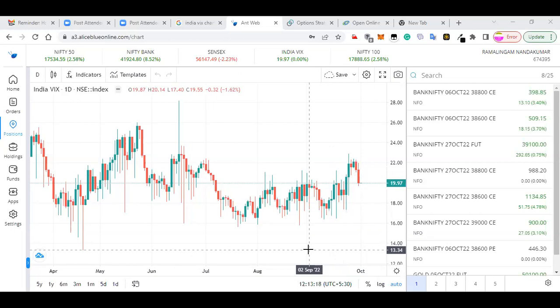Plus we have to follow the VIX plus the indicator. So these are the rules for the call and put spread.